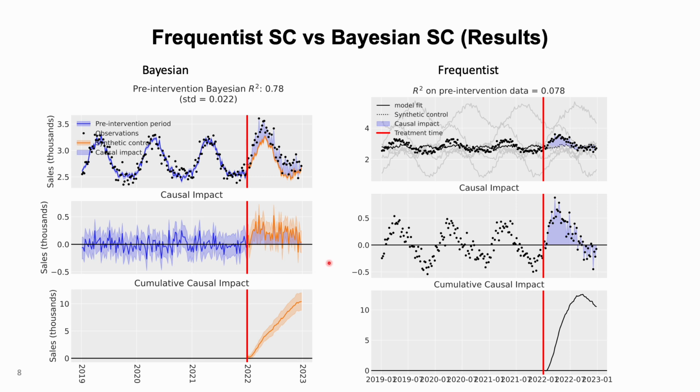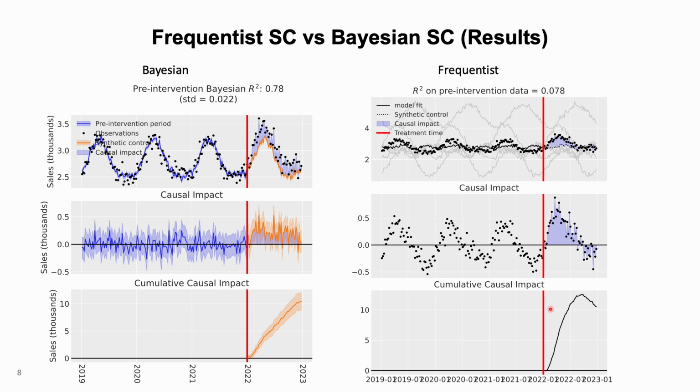The results of frequentist synthetic control modeling are shown on the right. First, we can see that before the intervention, the model fitting to the observation data is not that good, with an R-square value of only 0.78. Also, in the second row for the causal impact figure, before the intervention it has this seasonality trend, suggesting that the frequentist modeling does not handle the seasonality in our synthetic data very well.